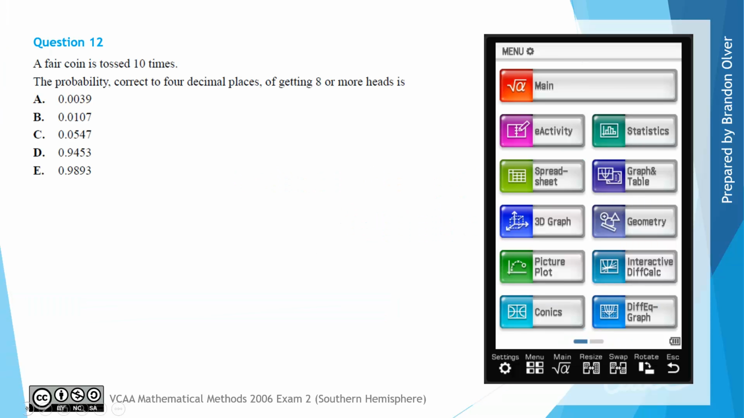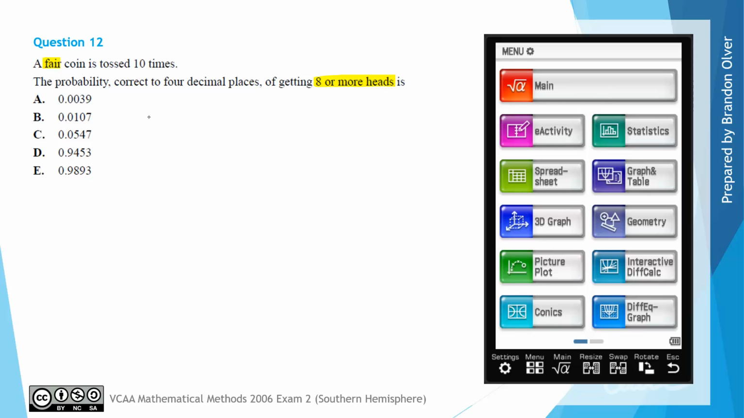So question 12 says that a fair coin is tossed 10 times. The word fair there is important because that will tell us the probability of getting a head or a tails is 0.5 or 50% and 50%. And the question goes on to say the probability, correct to 4 decimal places, of getting 8 or more heads is given by one of the following answers.